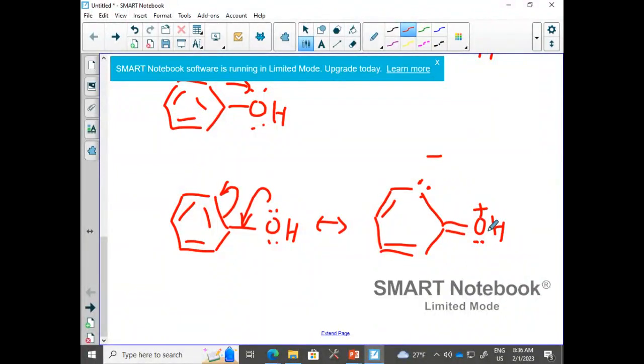Does this make sense to you? This resonance form represents the state where oxygen donates electrons to the ring, right? So the more stable this form is, the better the ability of oxygen to donate its lone pair to the ring. What determines the stability of this form is how strong this double bond is. The stronger this C=O double bond is, the more stable this form is.